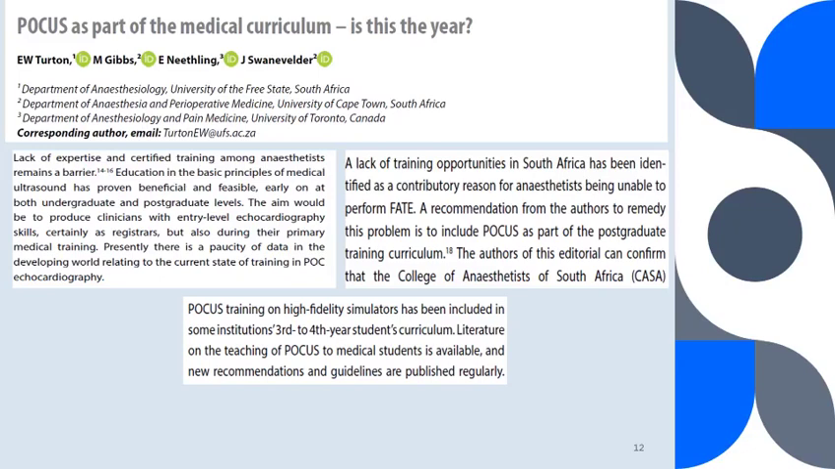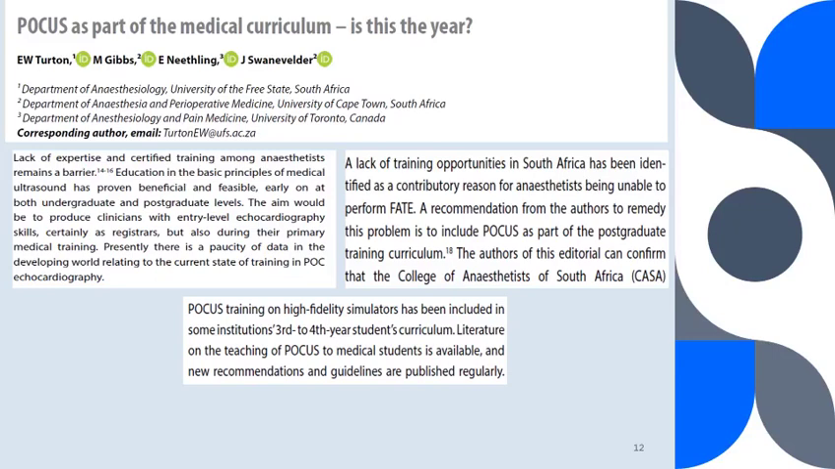The solution to this was to incorporate the teaching as part of your postgrad training. And then the third solution was that POCUS is now being done in high fidelity simulators, and especially in the third and the fourth year of students' training curriculum. This is something to think about.